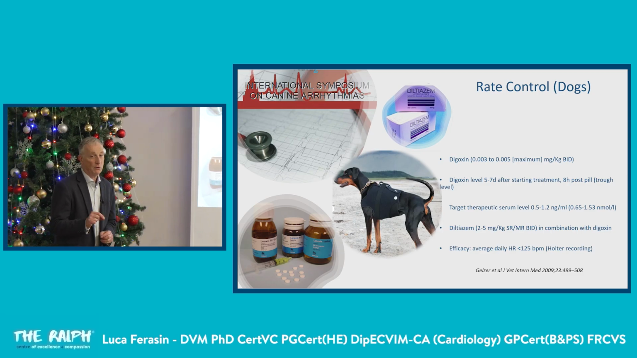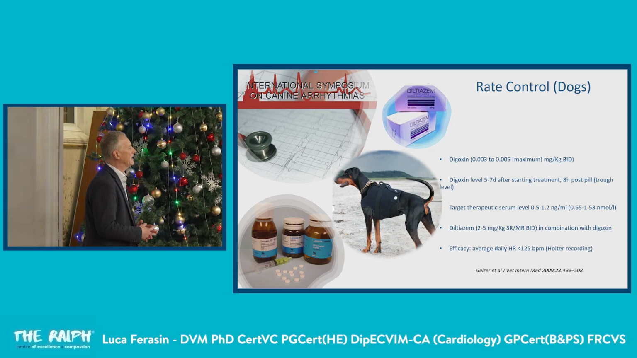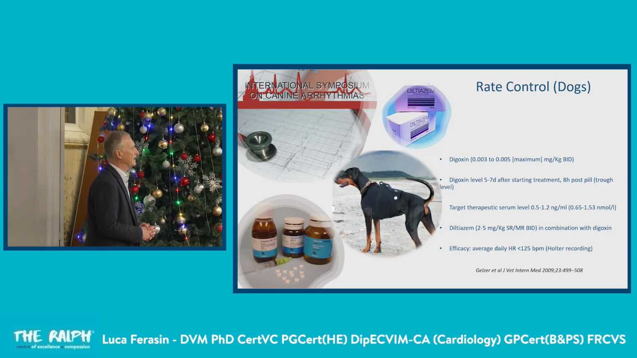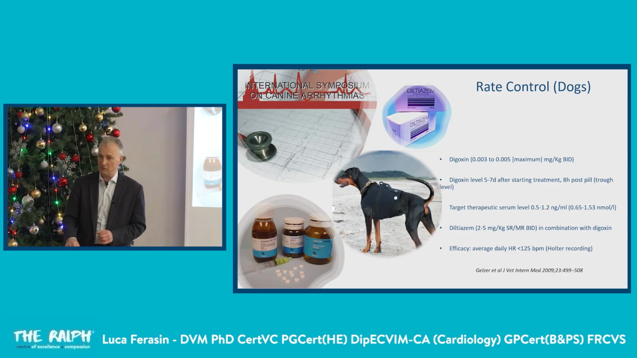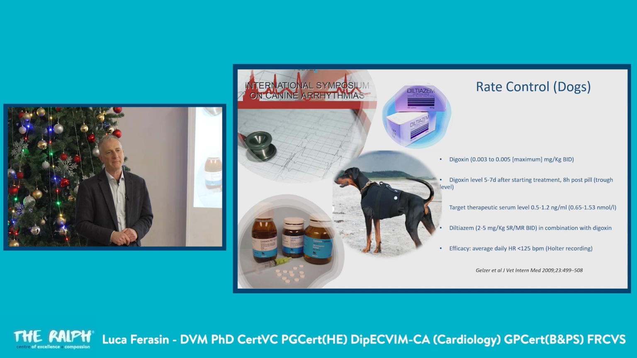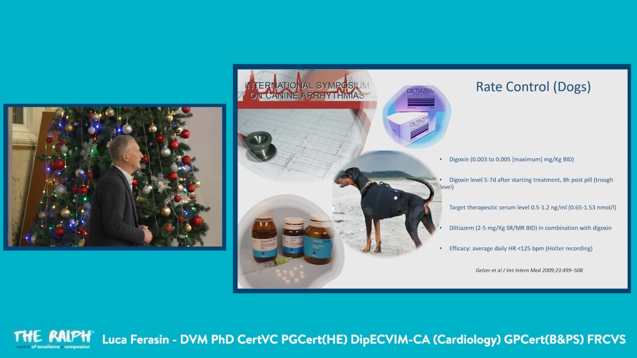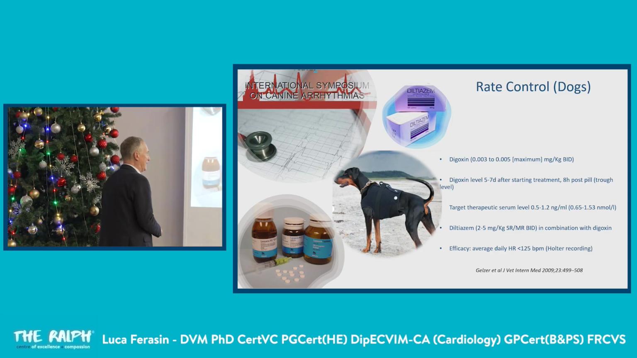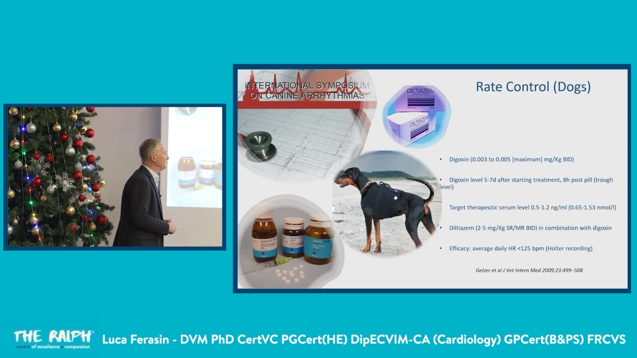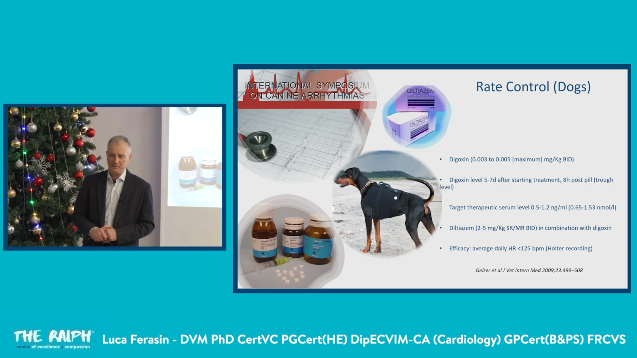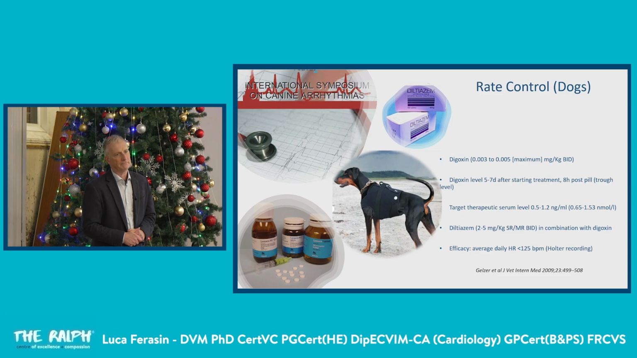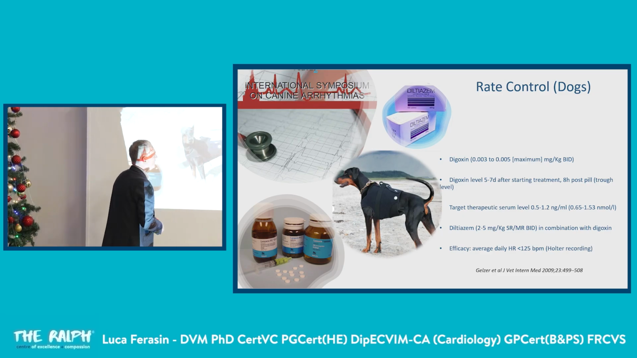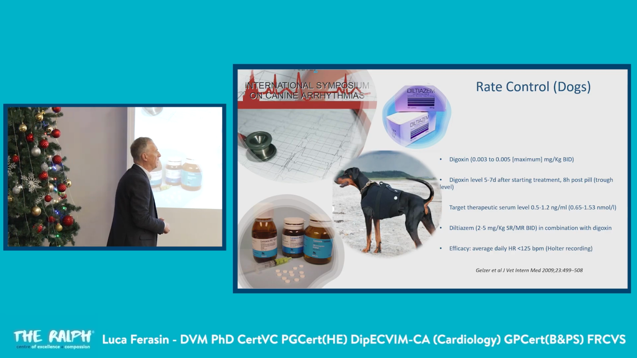And then we should, we always do actually, measure the digoxin level 5 to 7 days after starting treatment, but always 6 to 8 hours post-pill, because we want to measure the trough level of digoxin in the plasma or serum, not something in between. So it has to be 6 to 8 hours after. And we combine it with diltiazem, 2 up to 5 milligram per kilo twice a day in a slow release or modified release formulation.